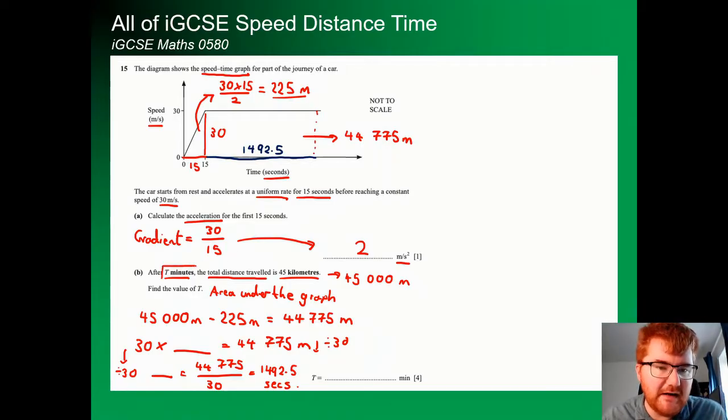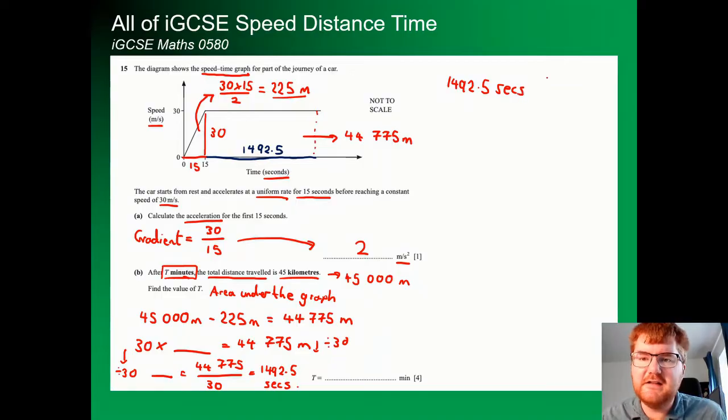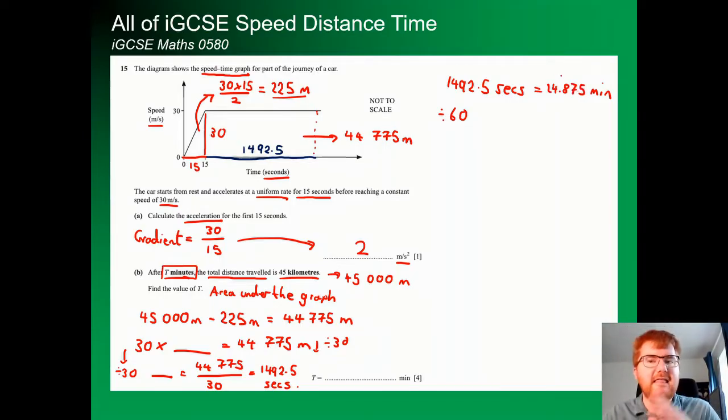Okay, perfect. So what we can do now, because remember we want to find the value of t in minutes, that's why I underlined this, is convert 1,492.5 seconds into minutes. Now how many seconds are there in a minute? Well, we need to divide by 60. So if we divide that by 60 here, we then get our answer of 24.875 minutes. That's not the final answer because we've got this extra 15 seconds here as well.